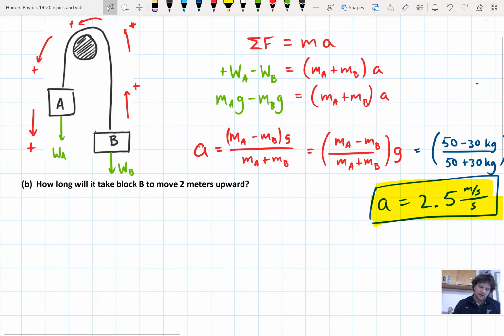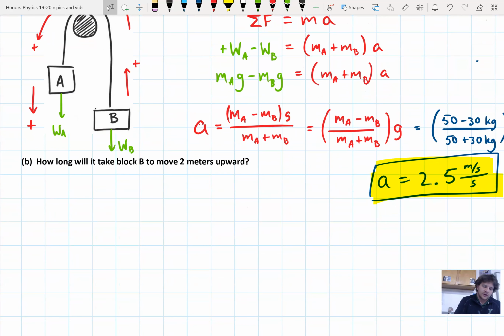So now we go back to part B, and it says, how long will it take that block to move 2 meters upward? So how long? Right away, I know I'm dealing with time. It's asking me how long it's going to take to do something. And if I'm dealing with time, I'm dealing with kinematics. Right? That's a motion type problem.